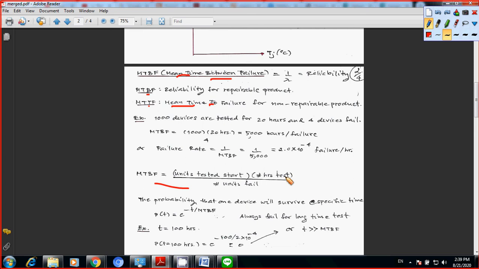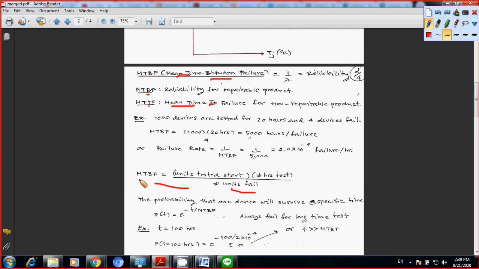If you want to analyze the equation, you can see that if no units fail after you test your products for a certain time, MTBF is going to be very large, right? Because you divide by 0, this gives you infinity. The more units fail, the lower MTBF is going to be. That's how you analyze the equation. So that makes sense.